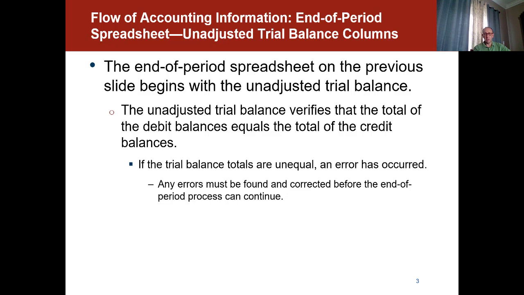And in this case, any errors must be found and corrected before the end of period process can continue. So once the debit and credit are not equal, we have to stop. We cannot continue. And we need to fix these errors before we continue.